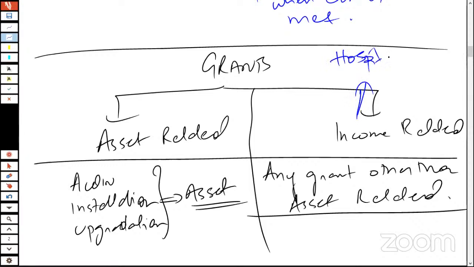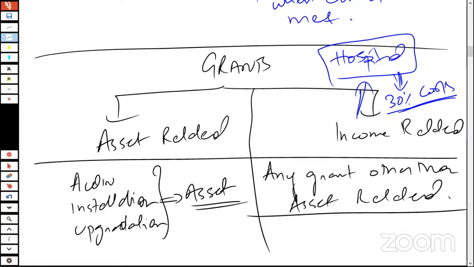For example, there is a specific area where there is a hospital situated, and the government has told you that anyone who is going to run and manage the hospital, the government has already constructed the hospital. All that you have to do is run and manage the hospital. So anyone who is going to run and manage the hospital, we are going to reimburse 30% of your cost. That is going to be considered as income related grant. Is that okay?